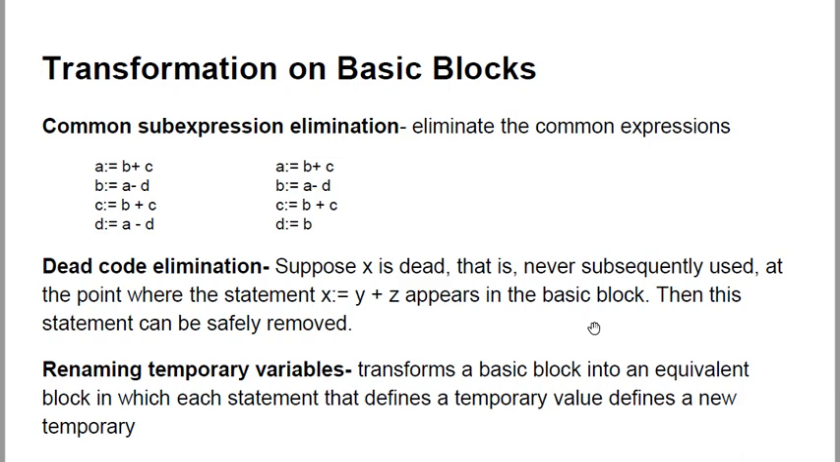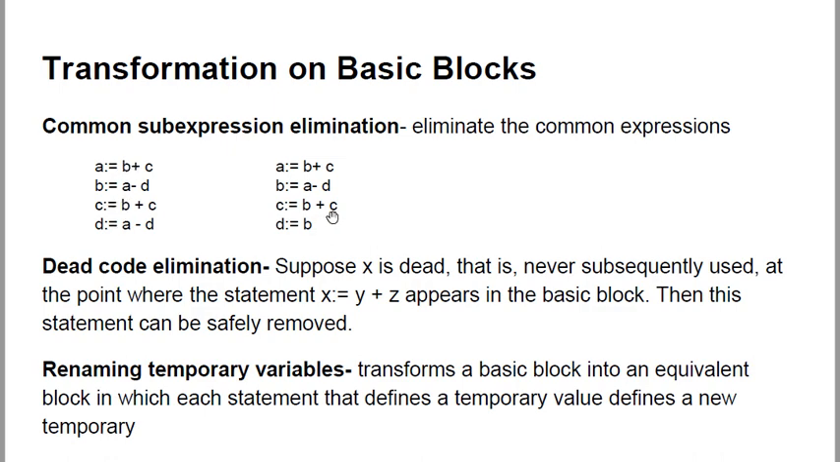One of the transformations is common sub-expression elimination. We can eliminate the common sub-expressions like this. If we have the 3 address code, we see that a = b + c, and again c = b + c. Okay, so b = a - d, and again d = a - d. So b = a - d, and this d, see over here, we are not changing the value of this. We cannot write a over here.